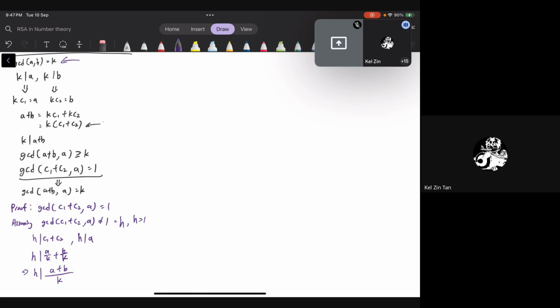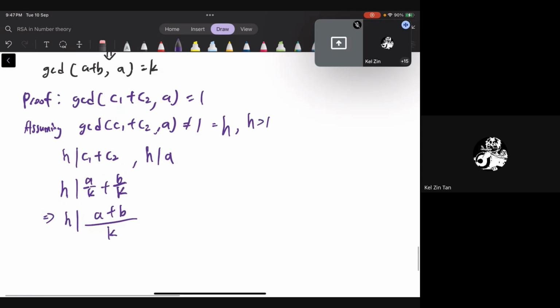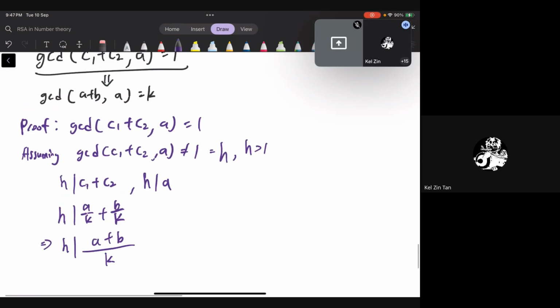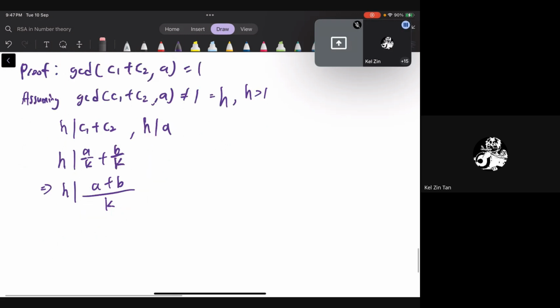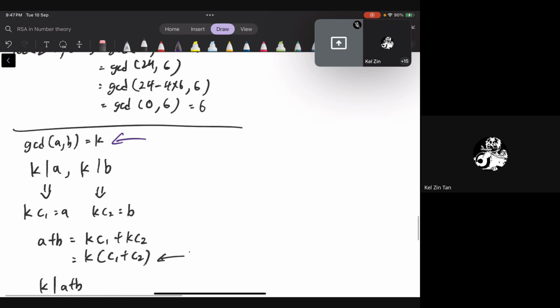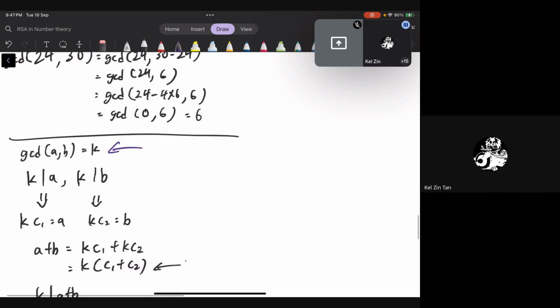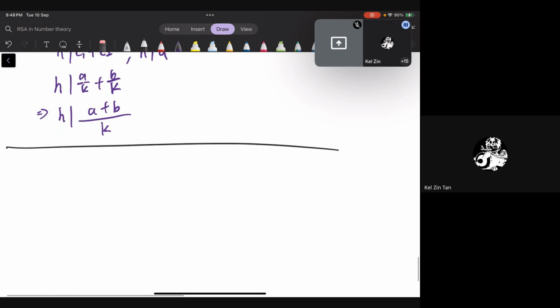Okay, never mind. I think I will look back at this and maybe fill up this gap in the next session. But basically, what happens is that we should have this property. No matter how you take the difference or add with each other, the GCD will always be the same. So this enables the Euclidean algorithm.